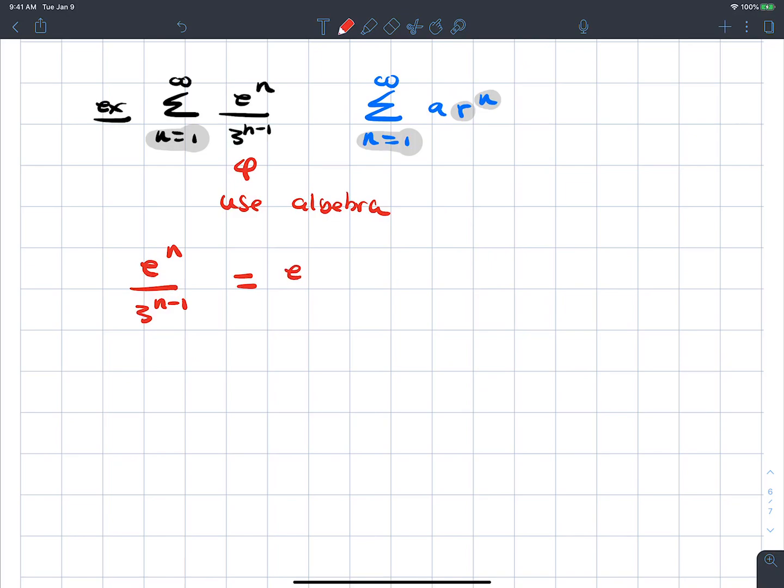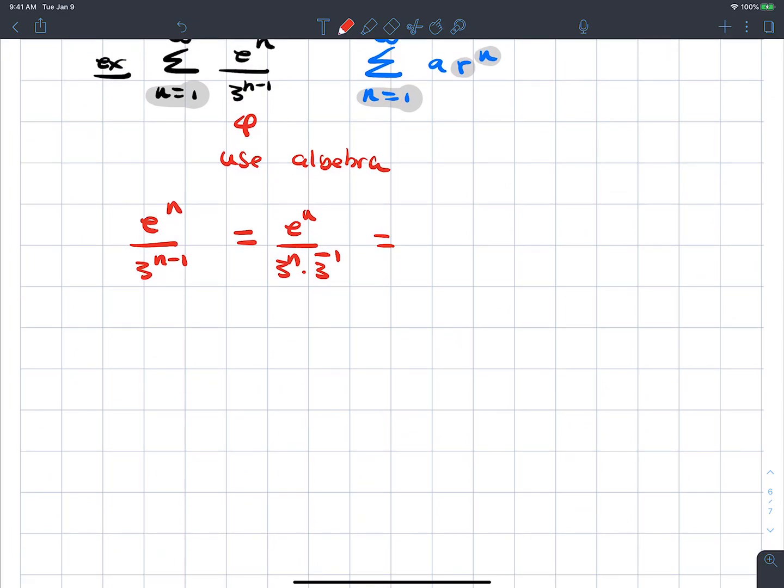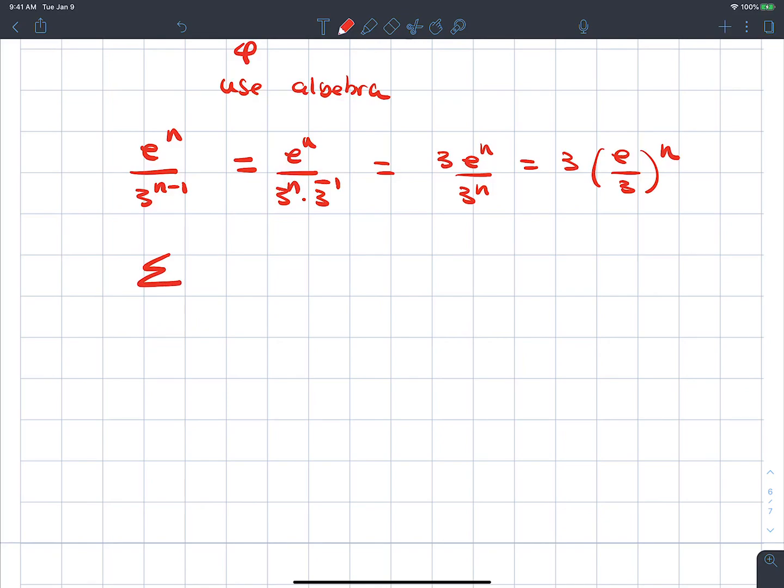So here's what I want to say. This is e to the n, 3 to the n times 3 to the minus first power. And that will mean that I have 3 e to the n over 3 to the n, which means I have 3 e over 3 to the nth power. All I did was use beginning algebra properties of exponents. I'm going to say that again. Beginning algebra properties of exponents. So this series is the same series as n goes from 1 to infinity, 3 e over 3 to the nth power. Now, that looks just like the definition.